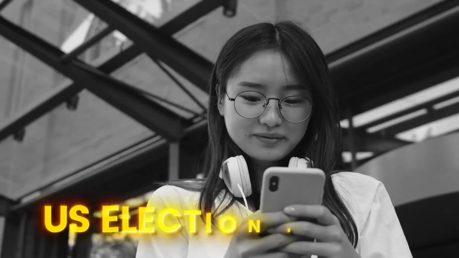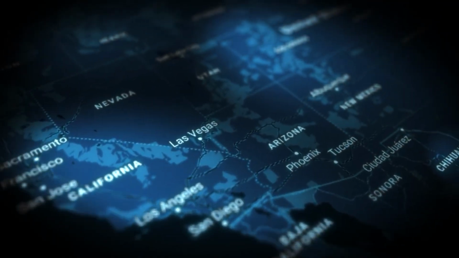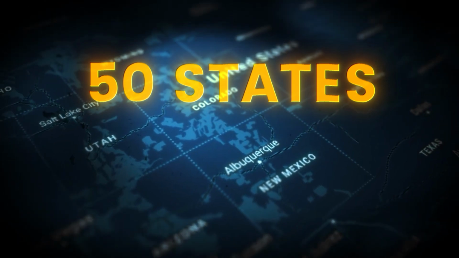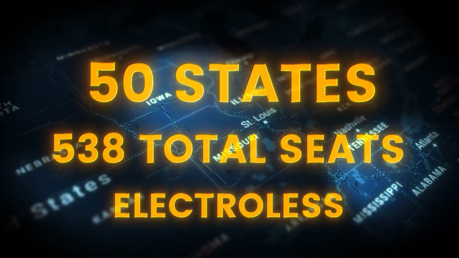For the viewers who have less knowledge about the US election system, understand the concept like this. The US has mainly two parties, the Democrats and the Republicans. And the US is divided into 50 major states with 538 total seats. In their language, they are called electorals.